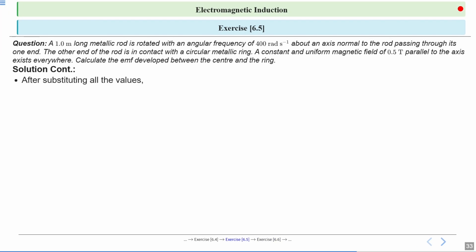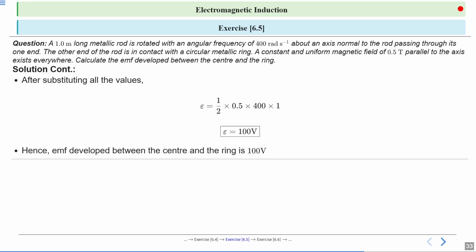So after substituting all the values, epsilon is equal to 1 by 2 into 0.5 into 400 into 1. So epsilon is equal to 100 volt. Hence EMF developed between the center and the ring will be, L square, L is 1, 1 square 1. So that's why half into 0.5 into 400 into 1. So epsilon is equal to 100 volts. So EMF developed between the center and the ring is 100 volt.